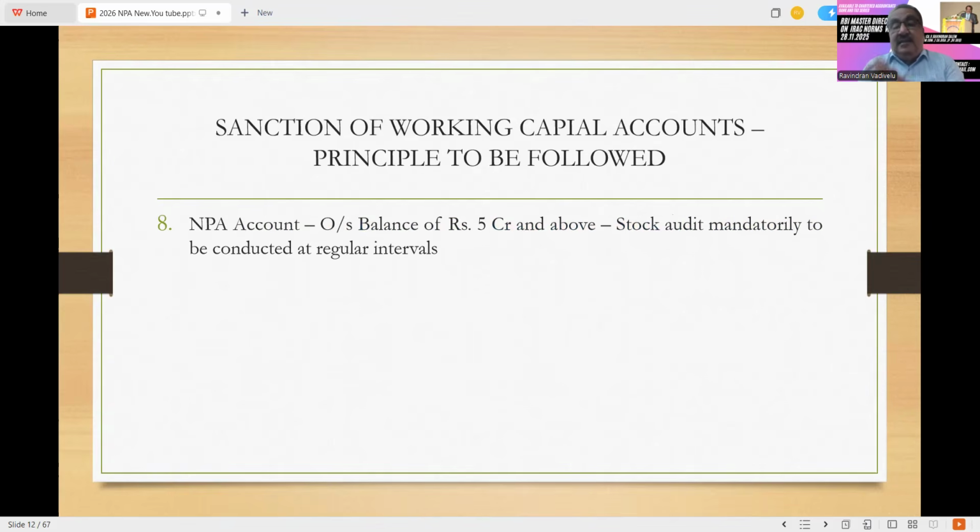The outstanding balance, it's not the sanction. If the outstanding balance is 5 crore and above, a stock audit has to be mandatorily conducted at regular intervals. They never mention the date. So the stock audit, normally it is 1 year. So every year, the stock audit has to be conducted at regular intervals if the outstanding balance is 5 crores and above, and for an NPA account. But for all those standard accounts, the stock audit has to be conducted regularly.